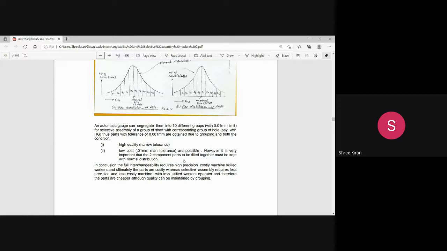Can anyone tell me examples regarding interchangeability and selective assembly? Can anyone of you give me an example after telling all this? Amit, can you tell me an example regarding this? Can you tell me an example? Sir, after the whole class, I'm asking for an example for interchangeability and selective assembly.